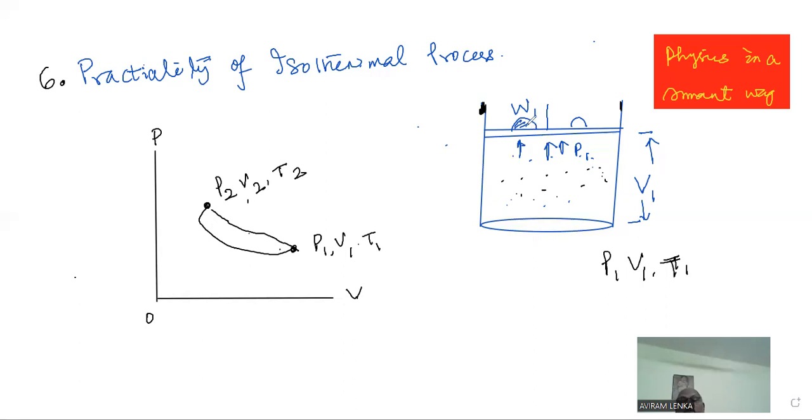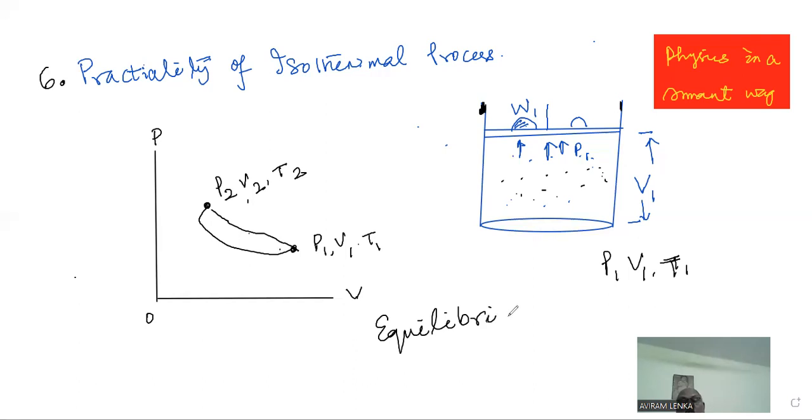Now, in our case, we are considering that the weight has been there for a good amount of time. So weight W1 is there, and the piston is at rest. The gas is in a state that is known as the equilibrium state.